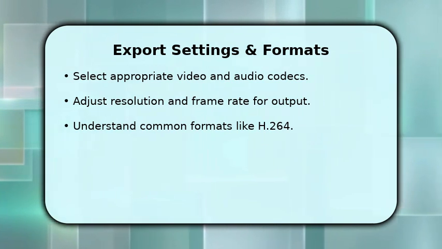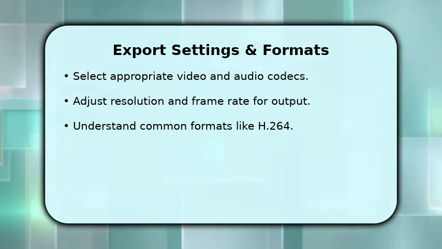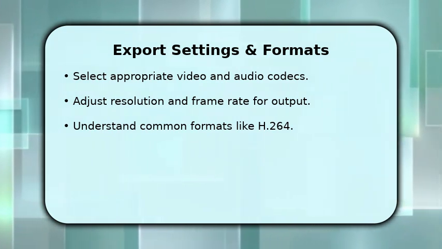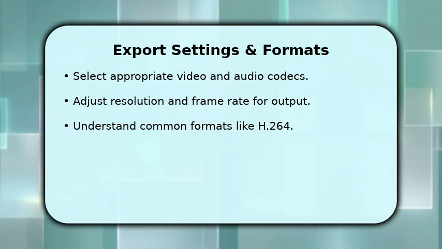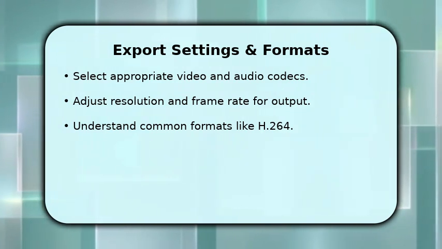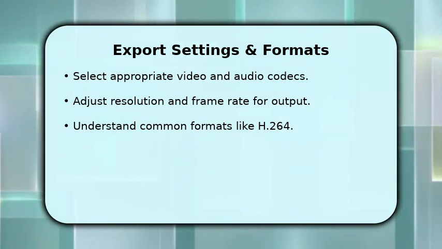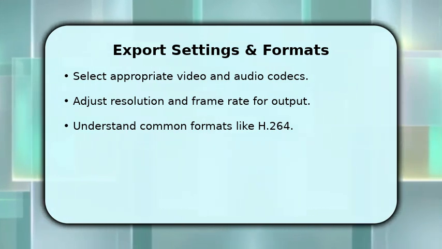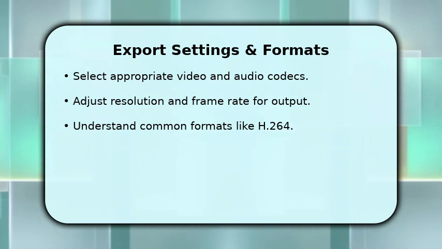Under the Settings tab, choose your desired format such as H.264 for web or ProRes for higher quality. Adjust the resolution, like 1920 by 1080, and frame rate, often 24 or 30 frames per second, to match your project. These choices significantly impact file size and playback quality.